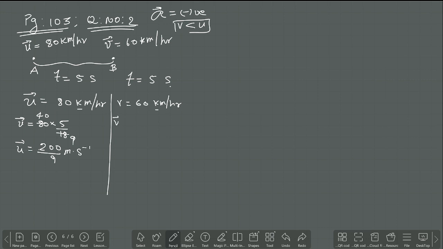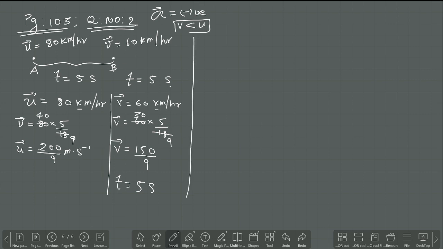So v is equal to 60 into 5 by 18. Again 9 twos are 18, 30 twos are 60. But don't simplify further. So v is equal to 3 into 5, 15. So 150 by 9. This is going to be the final velocity, and time taken already it is there in SI unit. Let us keep like this, 5 seconds.